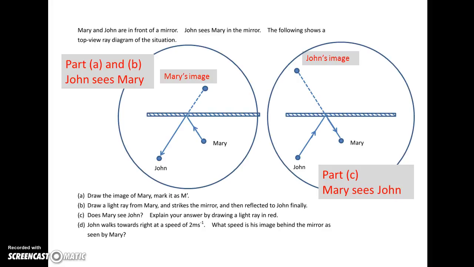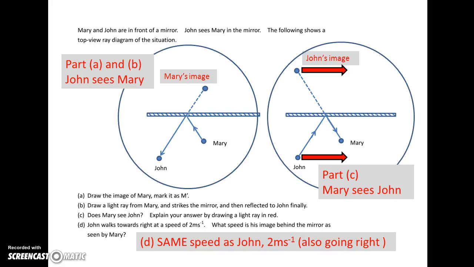For part D, John walks to the right. What happened to John's image? John's image also moves to the right. The speed is the same, in the same direction, to the right.